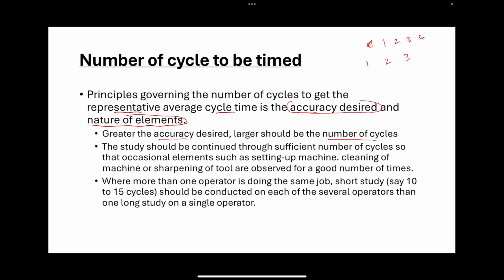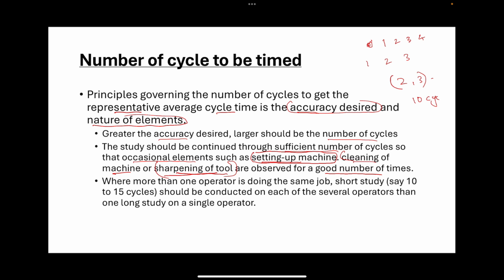The study should be continued through a sufficient number of cycles so that occasional elements such as setting up the machine, cleaning of the machine, and sharpening of the tool are observed a good number of times. So if you are doing only 2 or 3 cycles, you may not encounter these kinds of elements like setting up the machine, because the cleaning of the machine and sharpening of the tool happen maybe after 10 cycles. So the number of cycles should be sufficient that we can observe these elements.